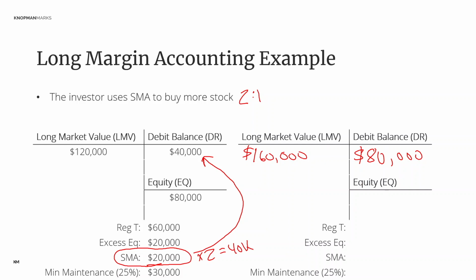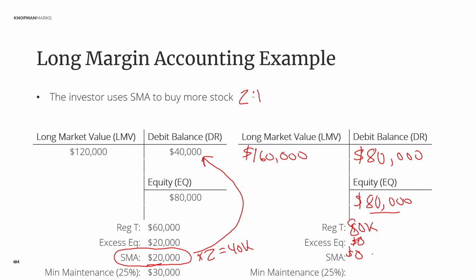Equity, the left side has to equal the right side. So 160 and 80, so therefore the equity is 80,000. Reg T is 50% of the market value, so Reg T is 80K, which is exactly equal to our equity, so our excess equity is 0. We used our SMA, so our SMA is now 0.